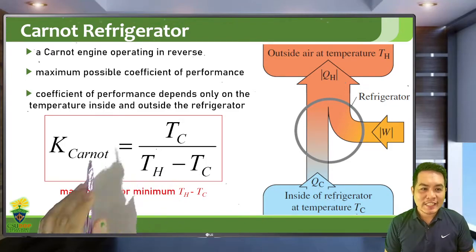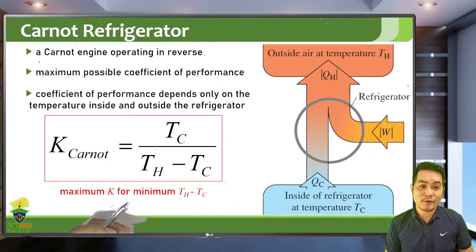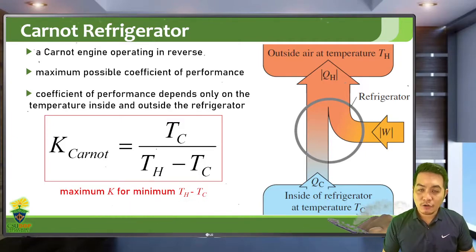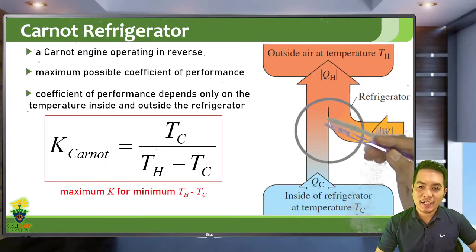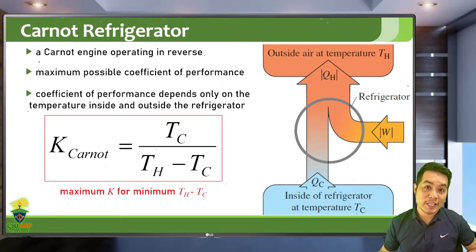So this can serve as a guide. The Carnot refrigerator actually serves as a guide for real refrigerators. So real refrigerators try to construct the refrigerators or air conditioners in such a way that the temperatures of the two reservoirs or the two regions are very close to each other.